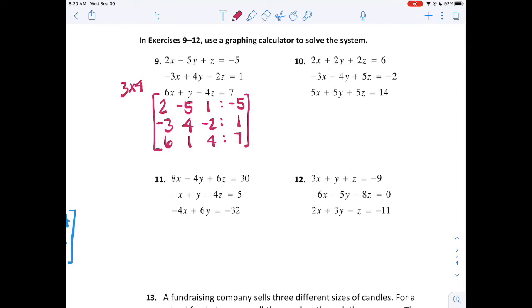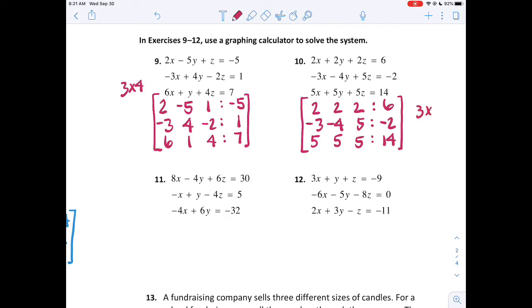Let's look at number 10. Glancing through these, I can see that those are also in standard form, x's, then y's, then z's, constants on the other side. So we're ready to write our augmented matrix. 2, 2, 2, 6, -3, -4, 5, -2, don't forget your colons in here. I kind of left space for it but didn't put it in there. And then finally 5, 5, 5, colon 14. We want to note that this is also a 3x4 matrix.